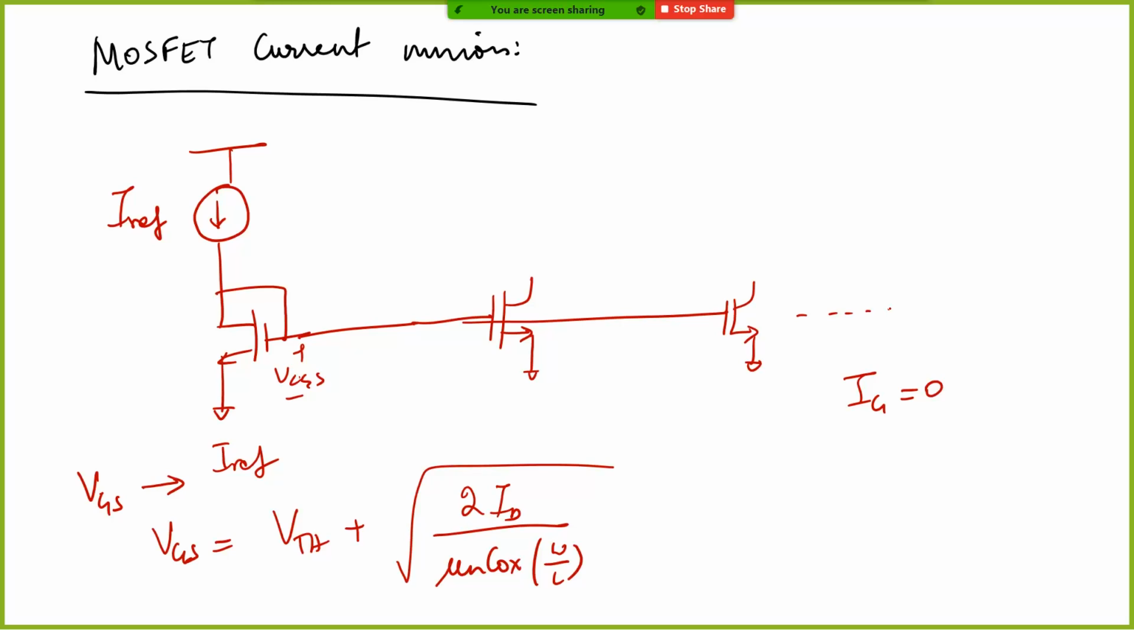Now an interesting property of these diode connected transistors is this. If you look at this transistor, VDS is equal to VGS, correct?